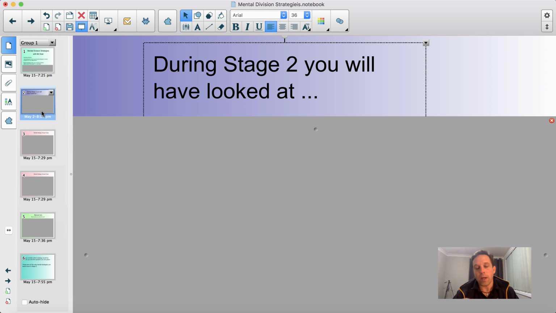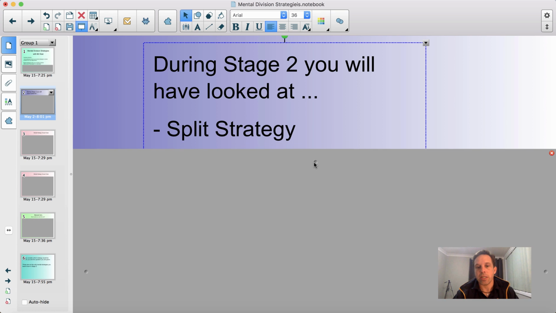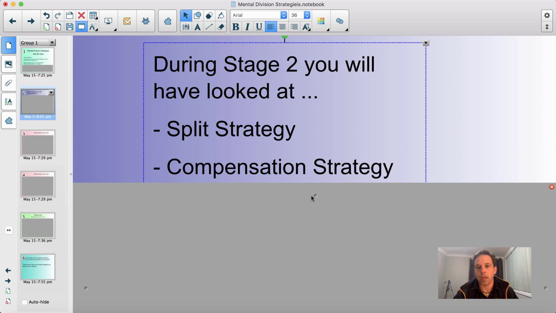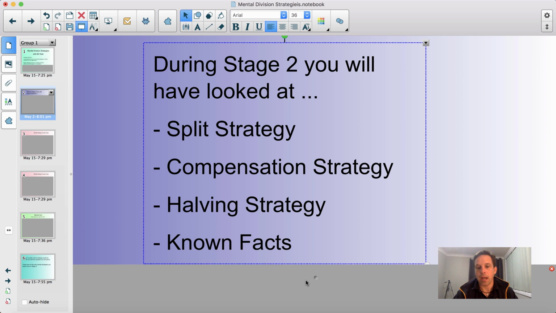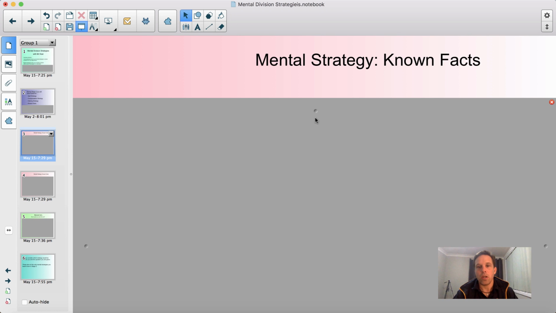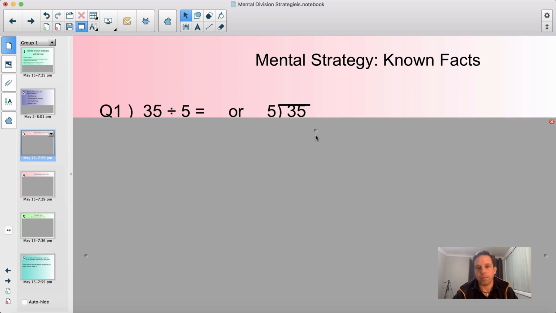So we know in Stage 2 you looked at strategies such as the split strategy, compensation strategy, the halving strategy, and known facts. For today's lesson, we're going to focus on the known facts. So let's look at this question.